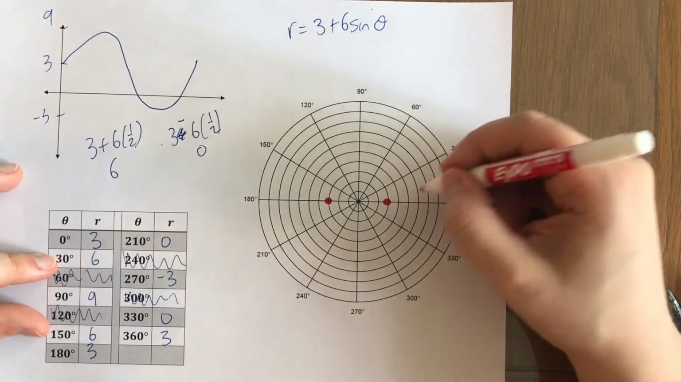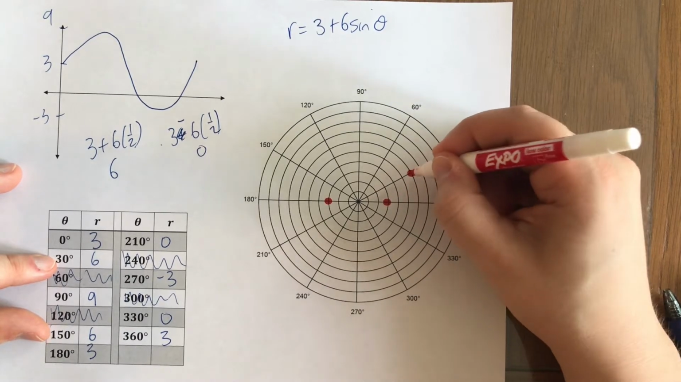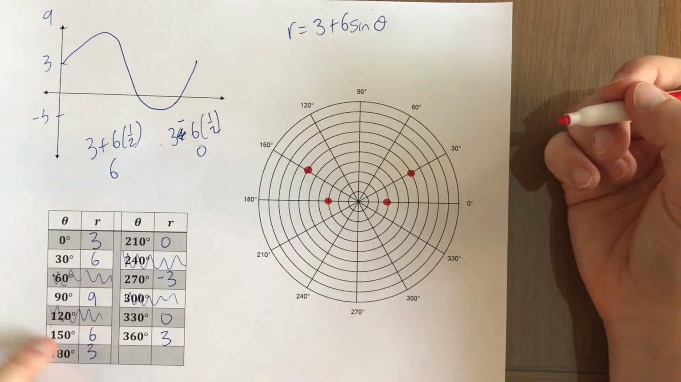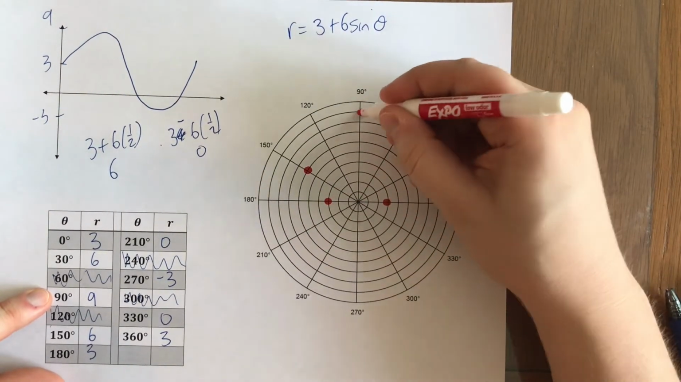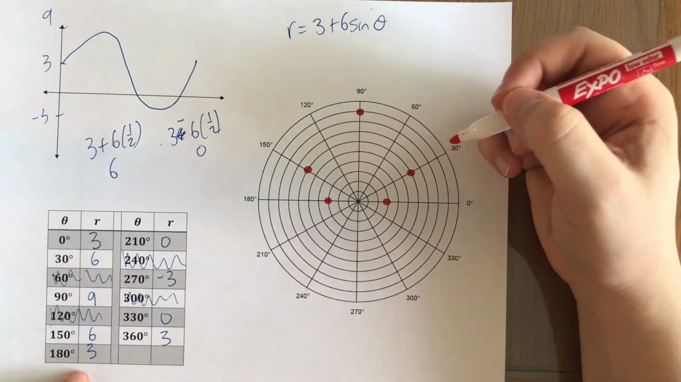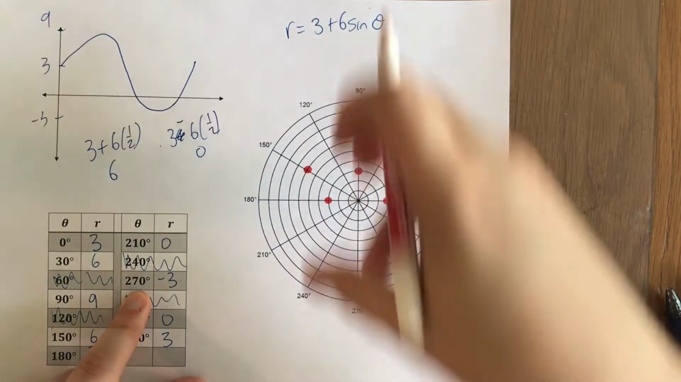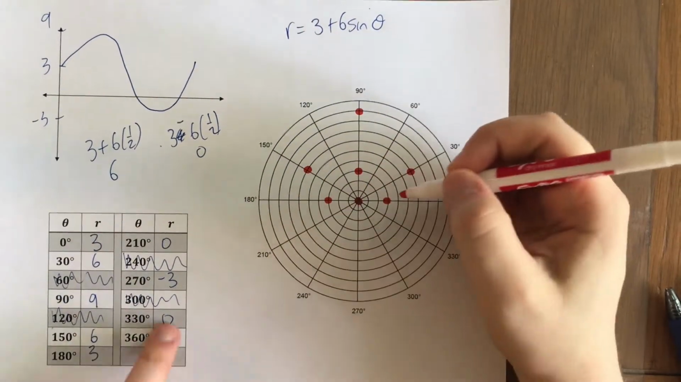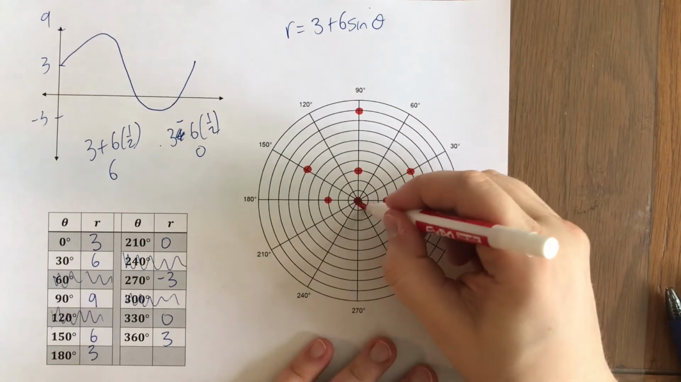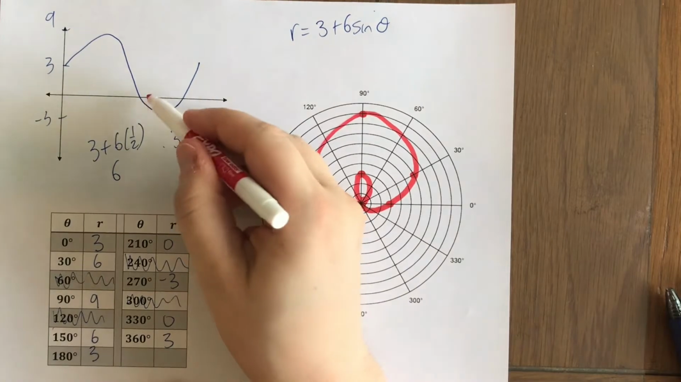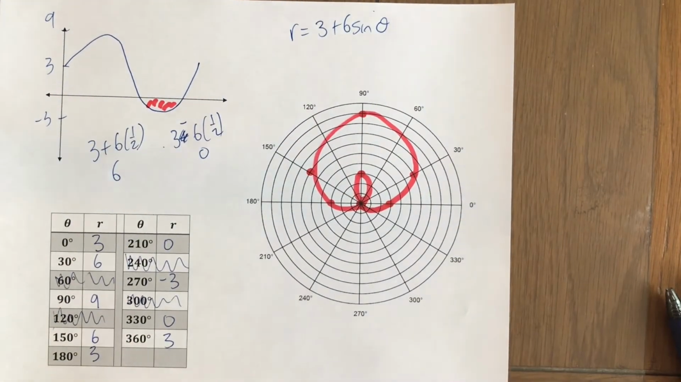At 30, we're going to be out at 6, 4, 5, 6, and that's going to happen all the way over here at 150 as well. At 90, we're going to be all the way out at 9. And then let's see, at 270, we're at negative 3, so that's going to actually come inside of the shape, and at these guys we're 0. So I'm going to start by drawing the outer part, and then I will draw the inner loop, which again is formed by that section right there.